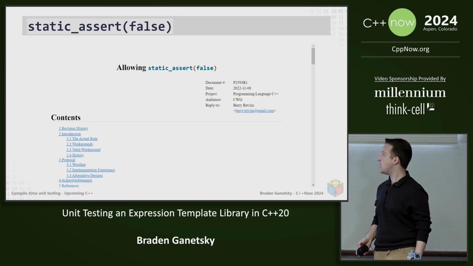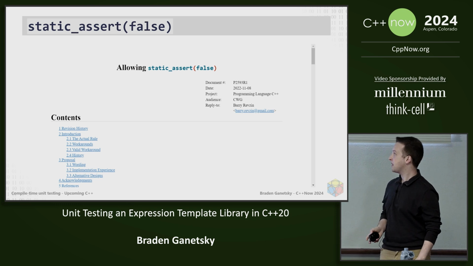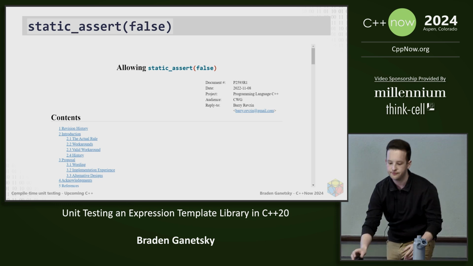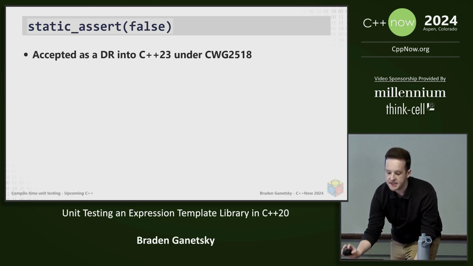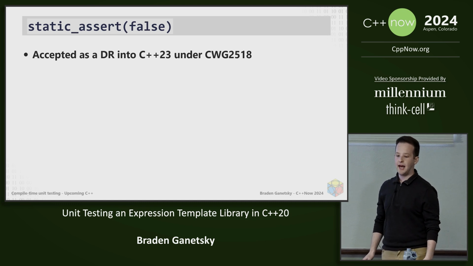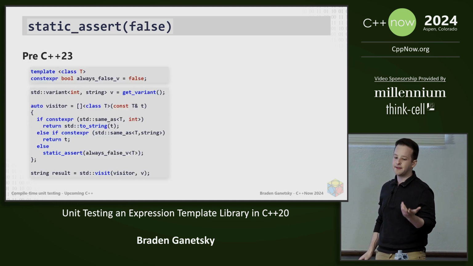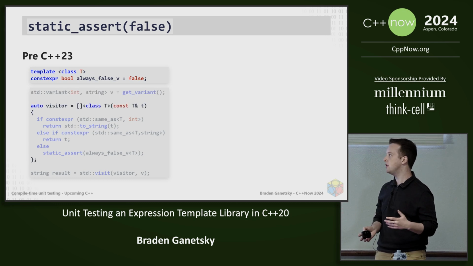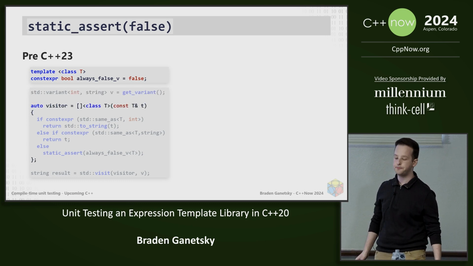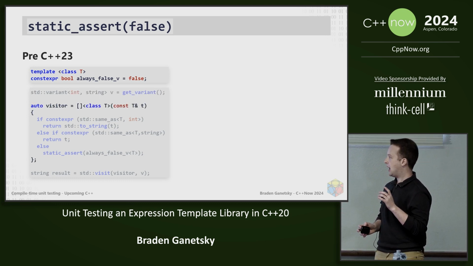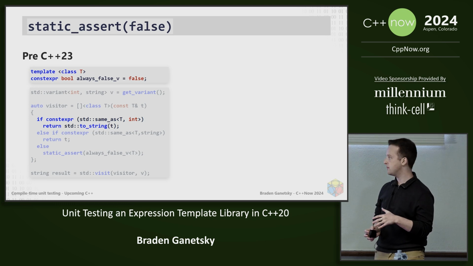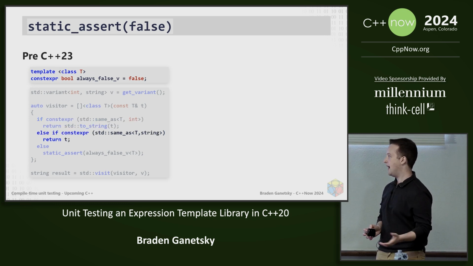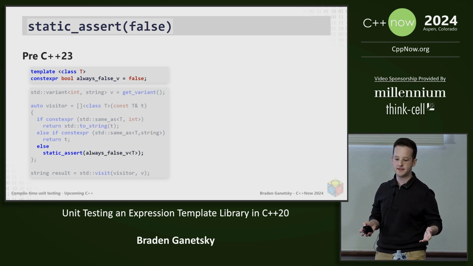So this is a paper by Barry Revzin. It was a DR in C++23. And what that means in the general case, OK, here's an example. Let's say I have a variant of int and string, and then I have a visitor that is supposed to visit this variant. I have a case for int, I have a case for string, and then I have a case for else.